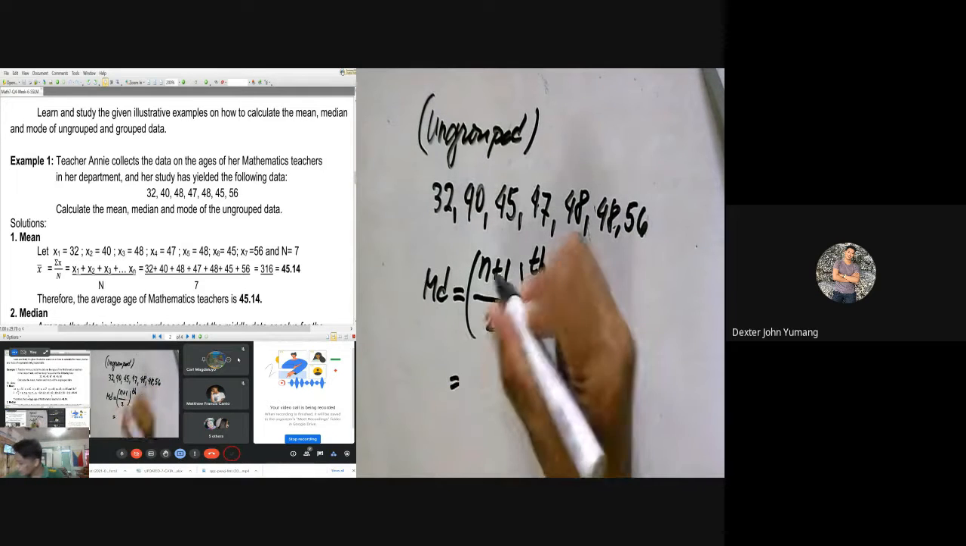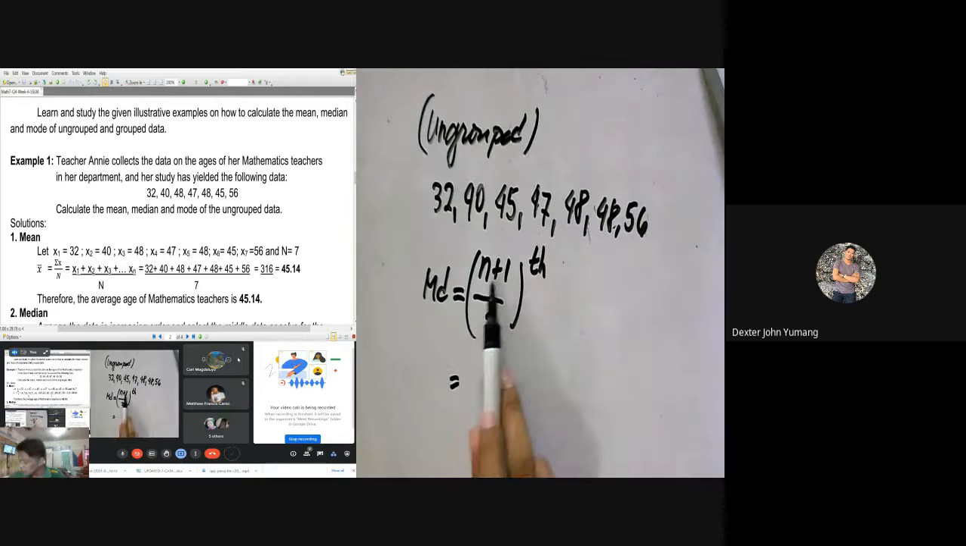So, median. N. Bilangin po natin, ano ang ibig sabihin po ng n, kung ilan sila lahat. Since 7 ang pagkabilang nyo, 7 lang din isusulat nyo dyan. Plus 1, then divided by 2. 7 plus 1 is of course 8.